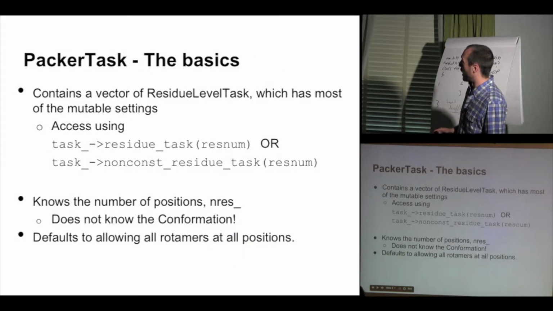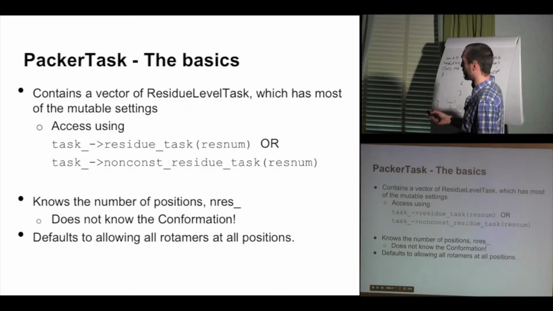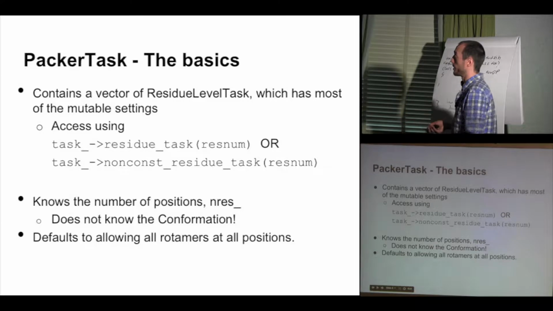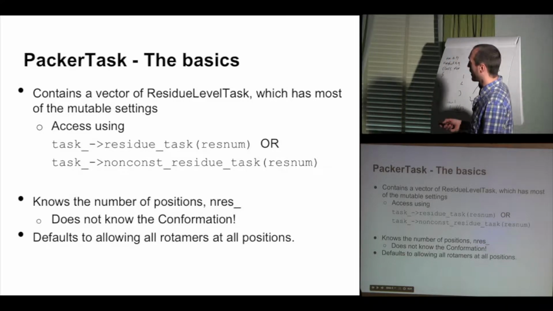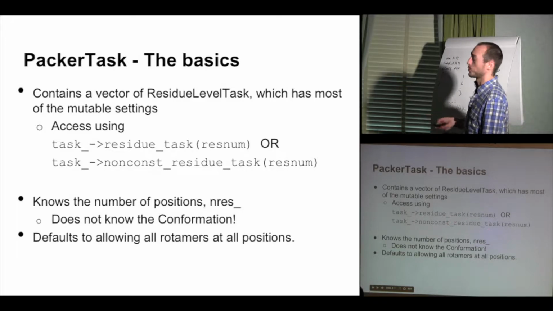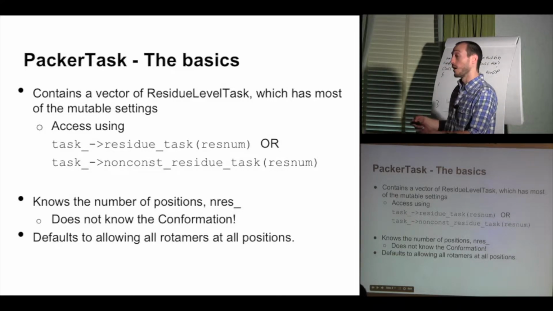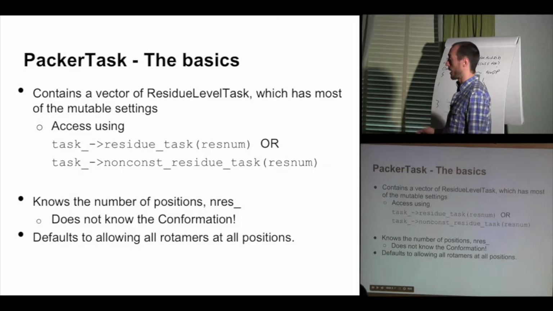OK. So some more basics of what's under the hood with the PackerTask. This is intentionally brief because, as I mentioned, you rarely deal with it directly. It contains a vector of residue level tasks, and that's what actually contains most of the mutable settings. Each of the residues in your pose has some residue level task associated with it, and you can access these using the residue task, or if you need to modify them, the non-const residue task functions of PackerTask. You might see these used, but they are usually used by task operations, which are doing the actual modifications to the PackerTask.